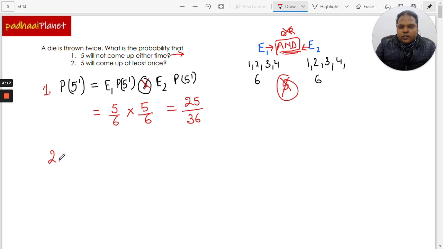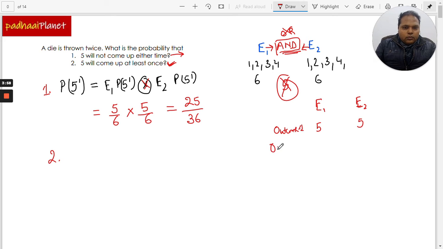Now in the second one they are saying that 5 will come at least once. Now that's very important. Let's look at this part, it is a very good question. So it says that 5 will come up at least once. So let's just re-examine these events. Okay, so there could be 3 different possibilities. In event 1 5 comes, and in event 2 5 also comes. So our condition is getting satisfied. So this is one of the outcomes. This is outcome number 1, right?